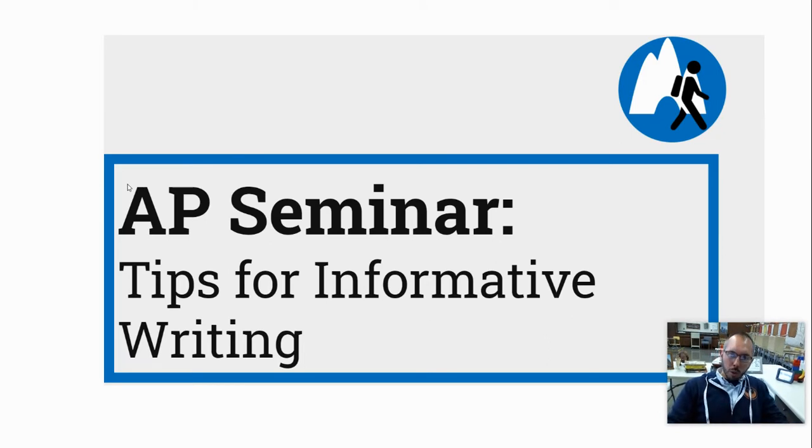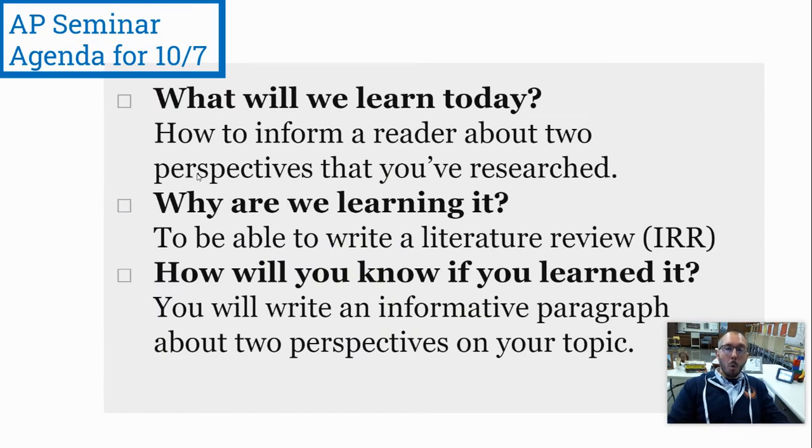Yesterday, we took a look at the different types of academic writing, informative and argumentative. And today, we're going to take a look at some tips for the type of informative writing that you're going to see here in AP Seminar. What are you going to learn today? You're going to learn how to do that specific type of literature review here for AP Seminar. We call it an IRR. So you're going to learn how to inform a reader about two perspectives that you've researched.